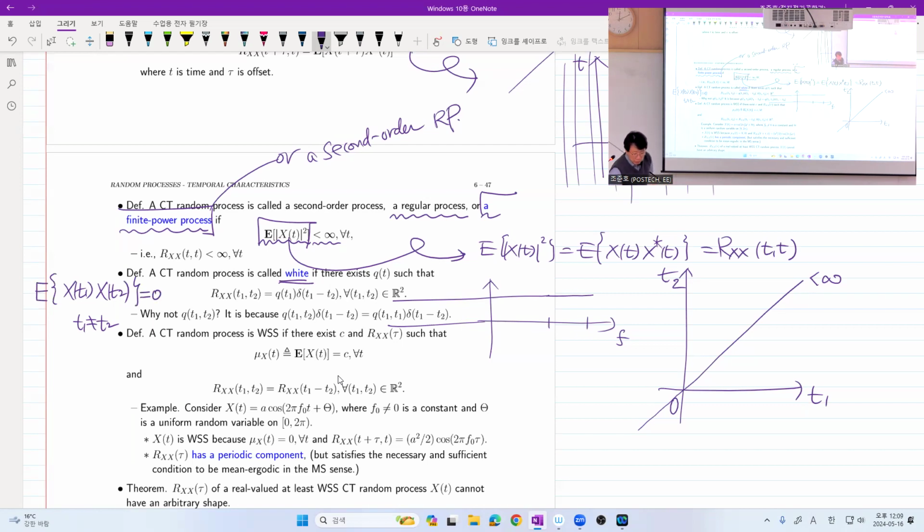Or if you want, you subtract the mean, but the mean is also irrelevant because the two values are totally irrelevant. So the idea, based on the definition of whiteness, is this: two samples taken at different time instances have a correlation of 0. But if you take them at the same time instance, what will happen?